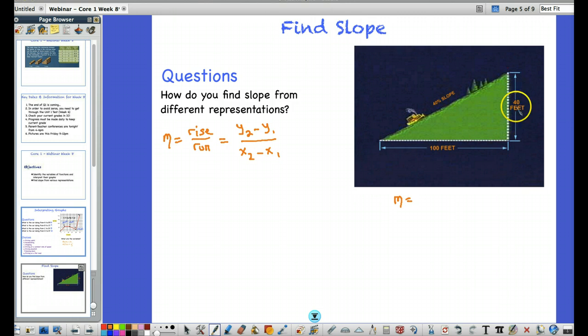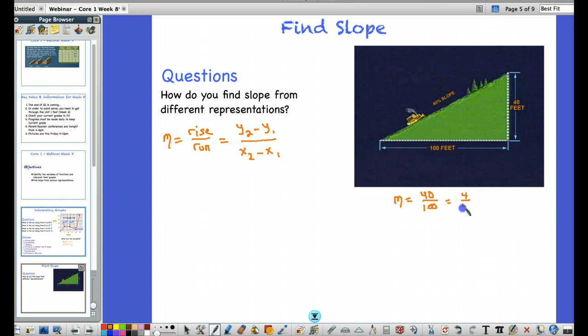This is a 40 feet going up and then 100 on the bottom. So remember rise, our rise is 40 and our run is 100, right? So if we simplify that, we get 4 over 10.